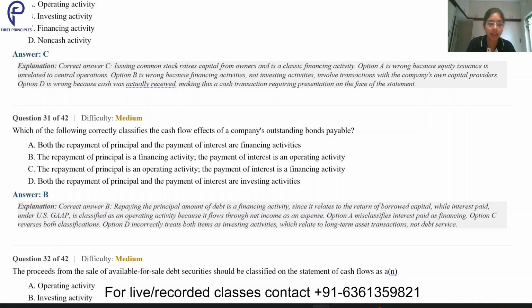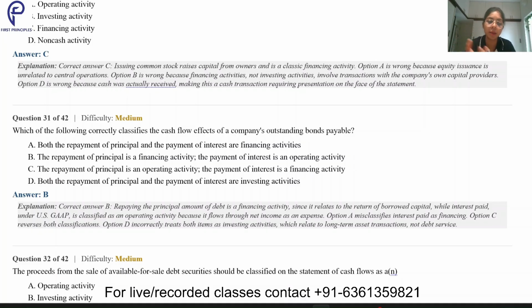So option B is my correct answer. Option C, the repayment of principal is an operating activity. The payment of interest is a financing activity. Is this correct? No, this is not correct. Why? Because the repayment of principal is a financing activity and payment of interest is an operating activity. So it's given vice versa. So this is also not correct.